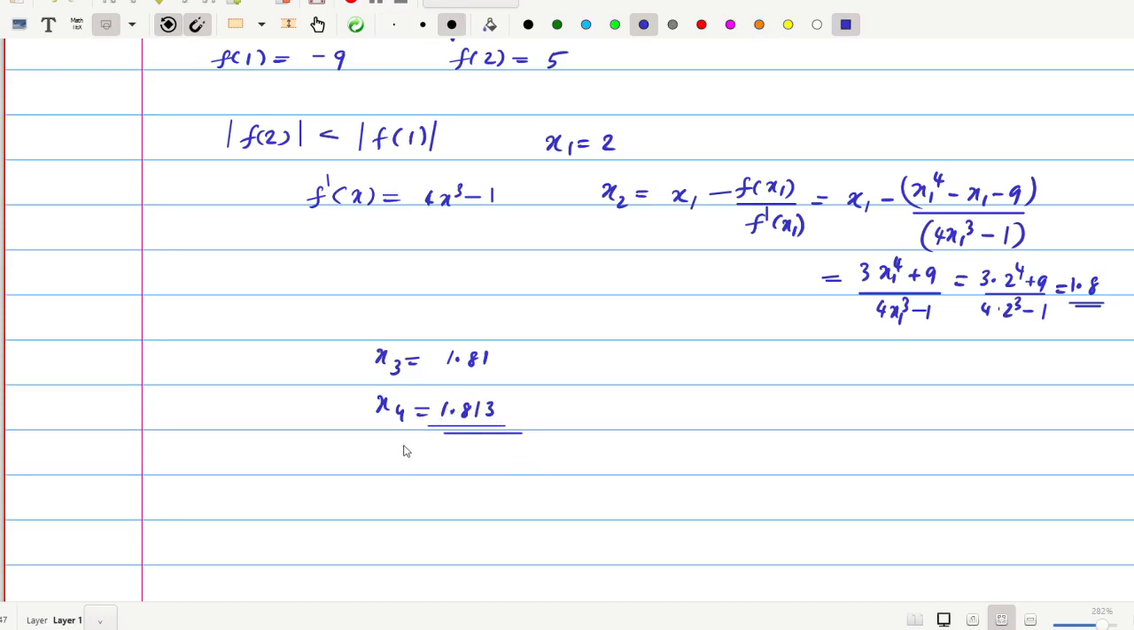So you continue this process, and if you get two consecutive approximations for which the first 3 decimal places are the same, then you can conclude with that answer. Okay, so this is the root of our equation f of x equal to 0. This is the way we use the Newton-Raphson method to evaluate the roots of an equation. Thank you.